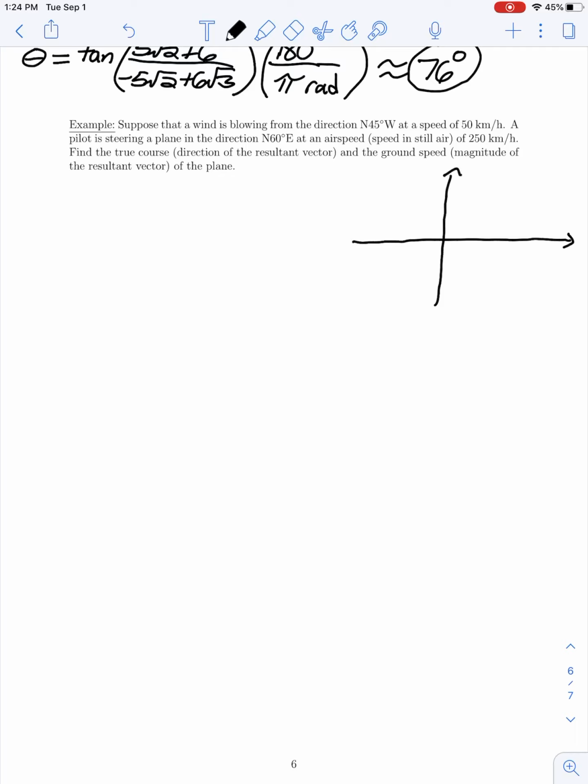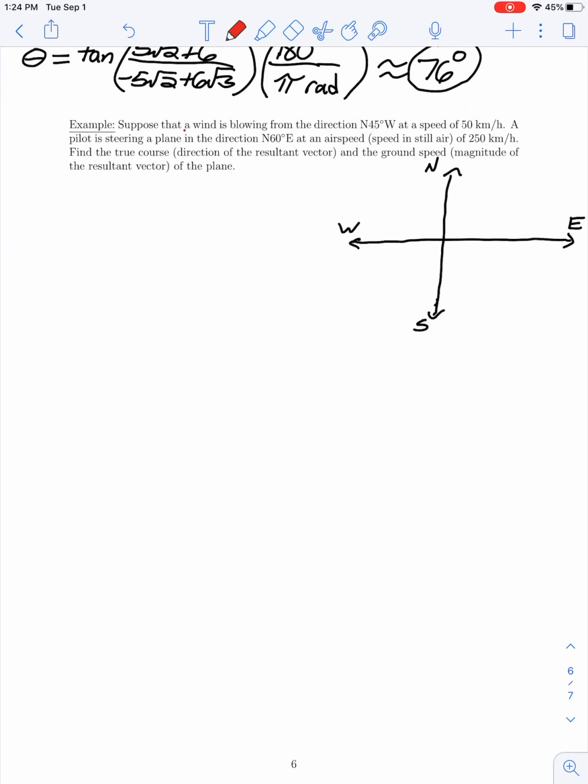So here we have a set of axes which we're going to use to define direction. So I will label the positive y-axis due north, the negative y-axis south, the negative x-axis as west, and the positive x-axis as east. So let's look at the information that we're given here.